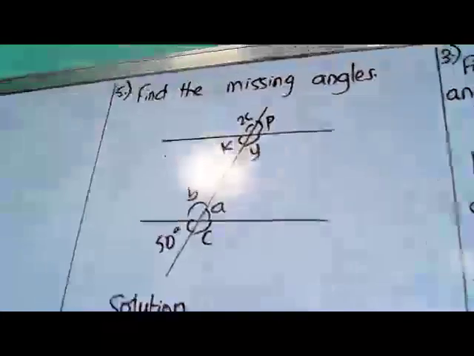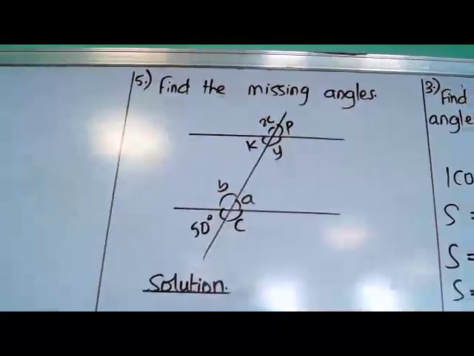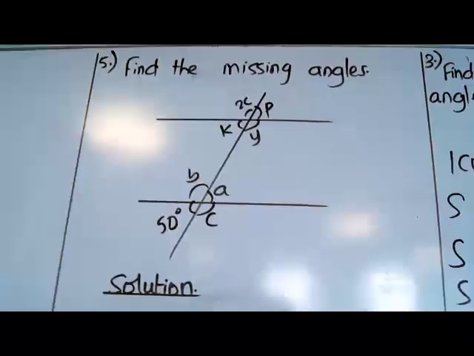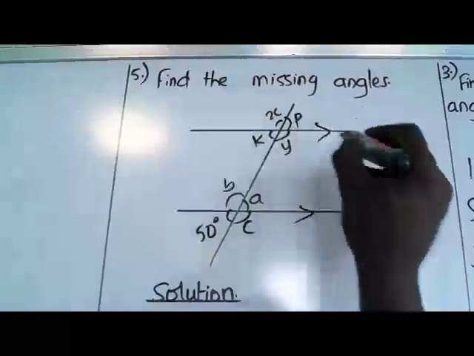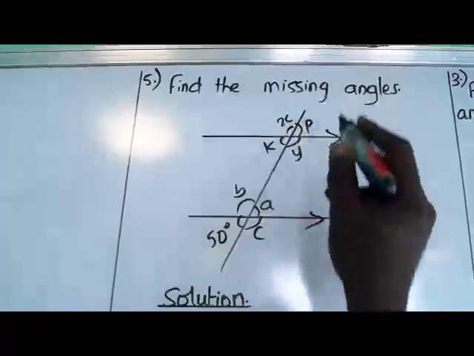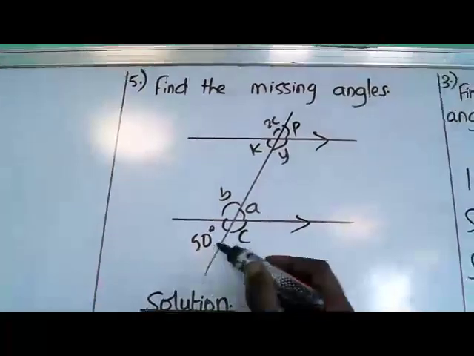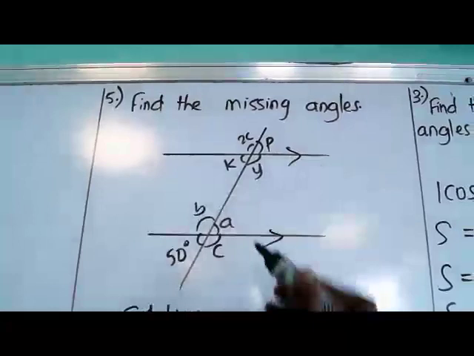Now the last question is very similar to the previous one. This is also transversal property. These are your straight parallel lines, right? And this is the transversal line, the line across the parallel lines. Now we have just one angle here, and we are asked to find the rest of the angles here.